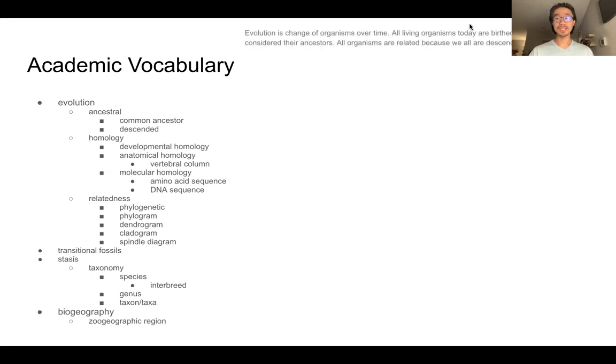Let's use these words in a sentence. Evolution is change of organisms over time. All living organisms today are birthed by their parents, who are considered their ancestors. All organisms are related because we are all descended from a common ancestor. Evidence of common ancestry includes similarities that organisms share, which is called homology.